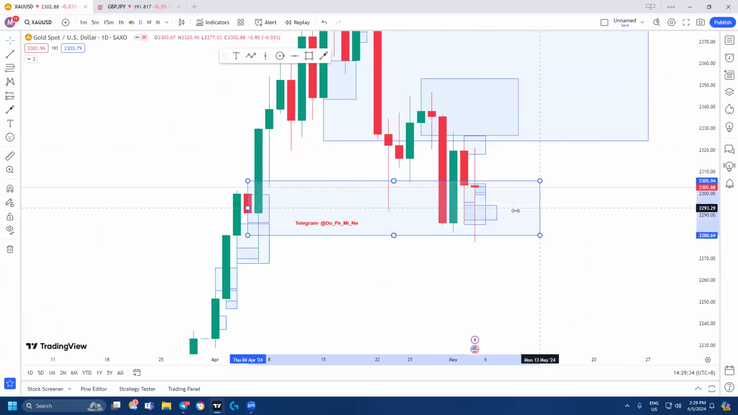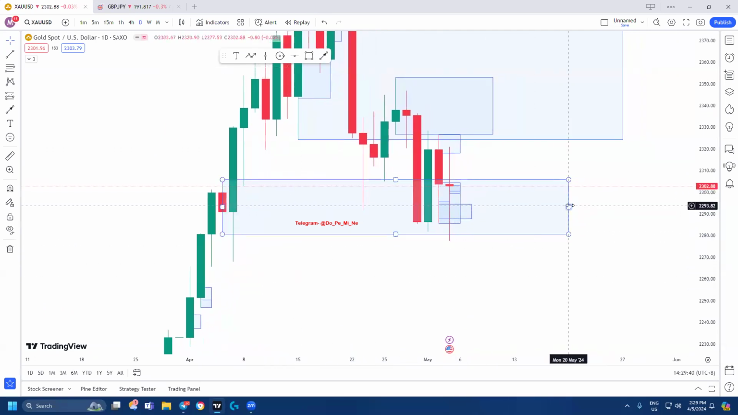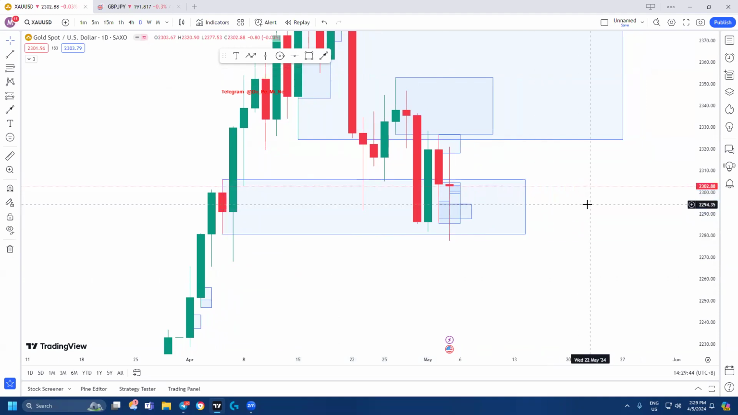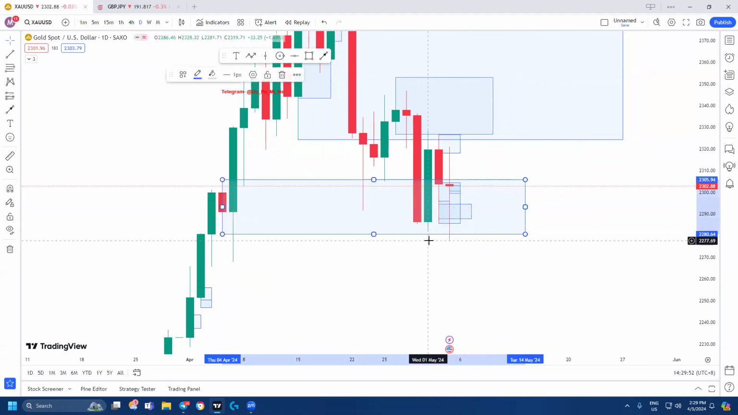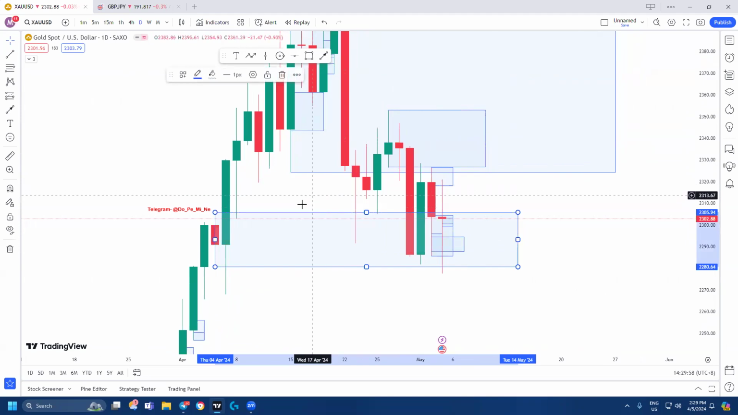Wait, I delete this one first. Okay, you see this one we have daily. Daily engulfing buy. This zone is not broken, because this is the shadow only. So this buy zone is valid.